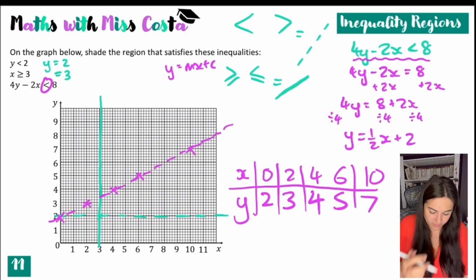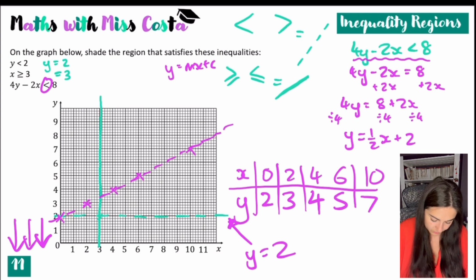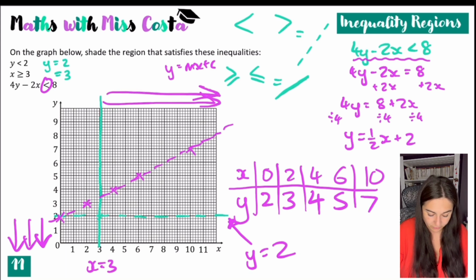So I'm being asked to shade the region that satisfies all of these inequalities. The first one, y has to be less than 2. So this is your line, y equals 2, and the y value has to be less than this, so it needs to be everything underneath this line. x must be greater than or equal to 3. So this is your line, x equals 3, and the x values must be greater than or equal to 3, so everything in this direction here.